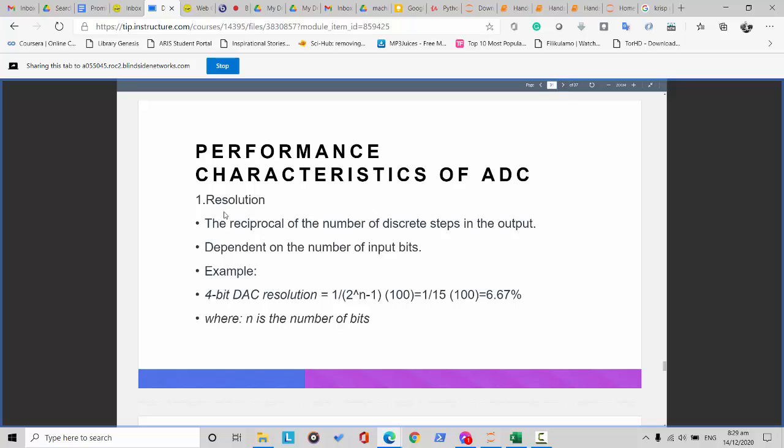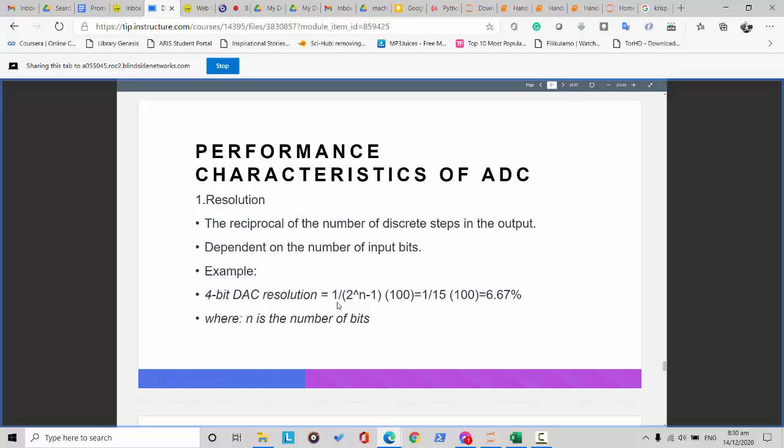We have the resolution. We mentioned this a while ago. And it is the reciprocal of the number of discrete steps in the output, dependent on the number of input bits. For example, we have a 4-bit digital to analog conversion resolution. So how do we compute that? That will be the reciprocal of the number of discrete steps in the output.